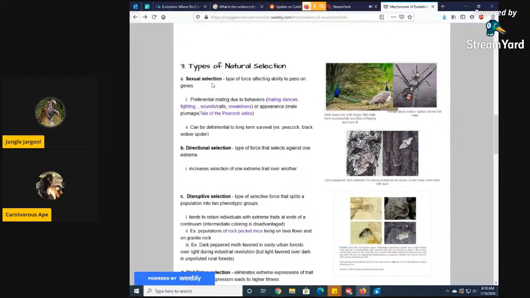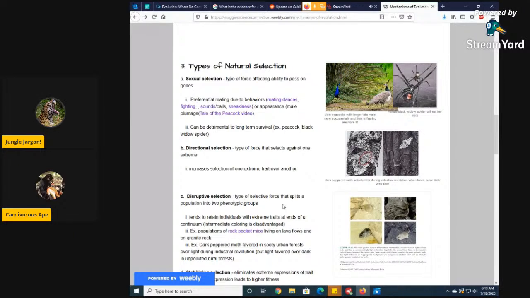Types of natural selection. Sexual selection, we know about that. Preferential mating due to behaviors, mating dances, fights, sounds, squeaks. Plumage can be determined by long-term survival. Black widow spider. Directional selection, a type of force that selects against one extreme and increases selection of extreme traits over another.